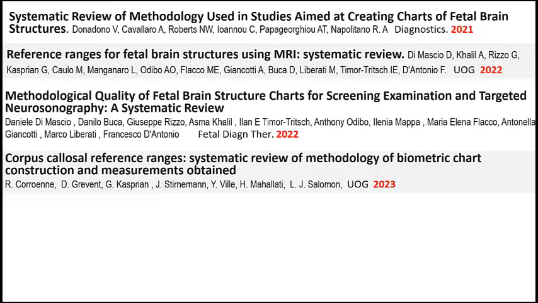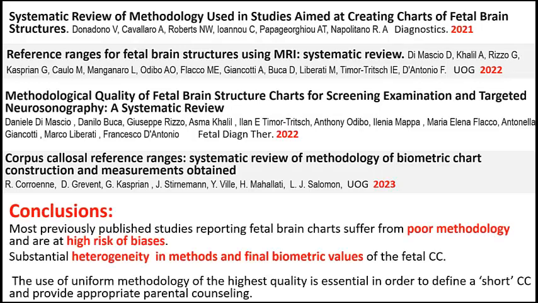And very recently, several studies and reviews have been published analyzing the methodology and quality of these reference charts. All these reviews reached the same conclusions. The methodology used for creating these charts was poor in most of them, with high risks of bias.